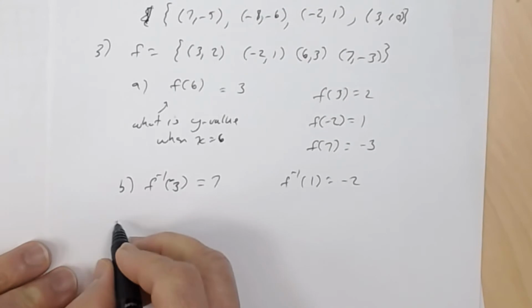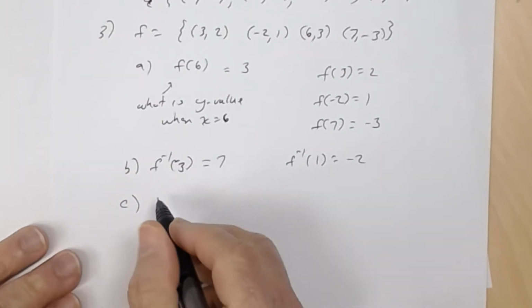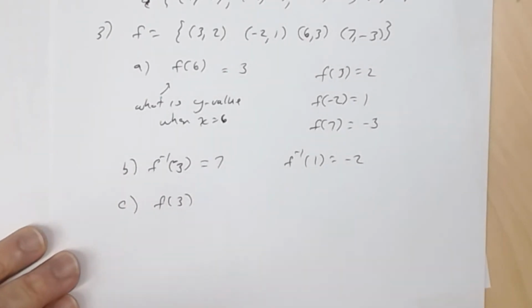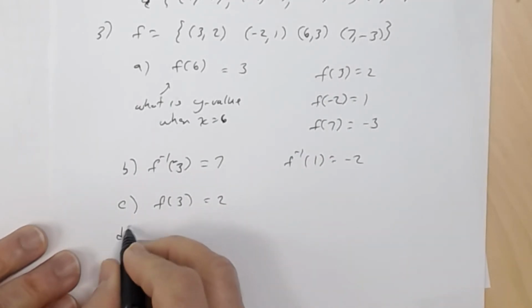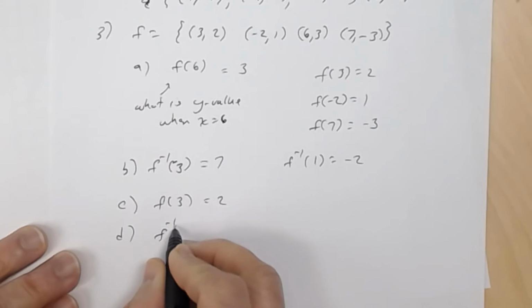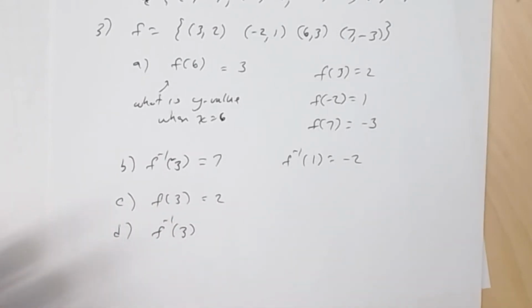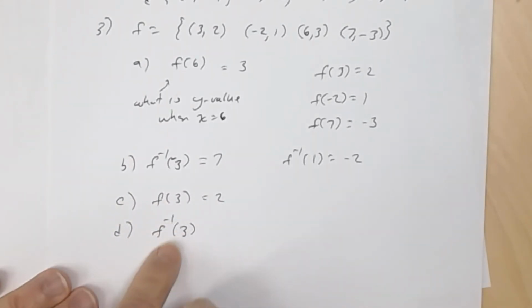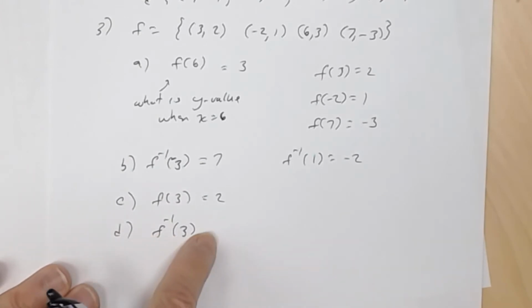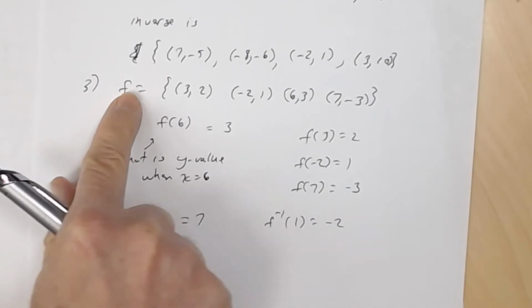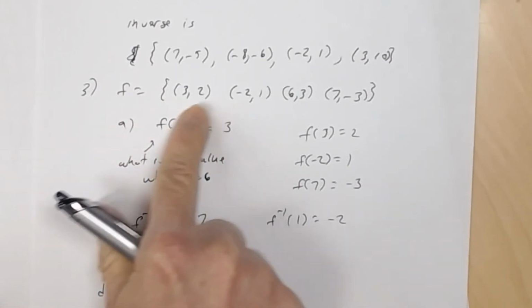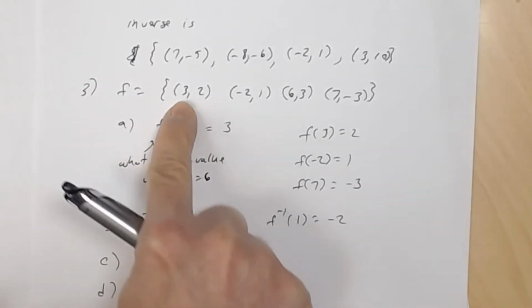Okay, C. You want to find f of 3. We already did that. F of 3 was 2. But what's D? What's f inverse of 3? Be careful here not to get these two confused. Some students will say f inverse of 3 is 2 because they're forgetting that this is your function f.